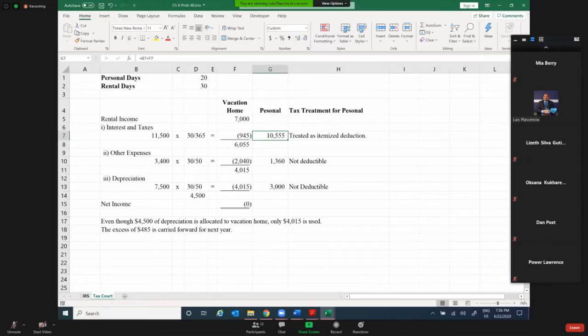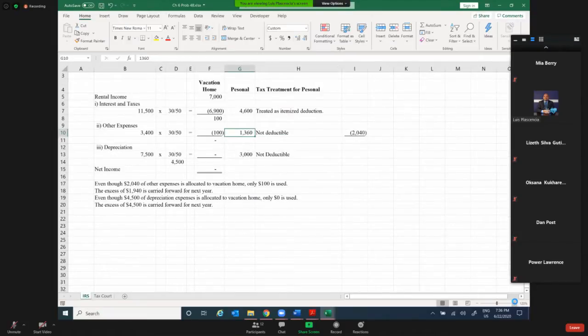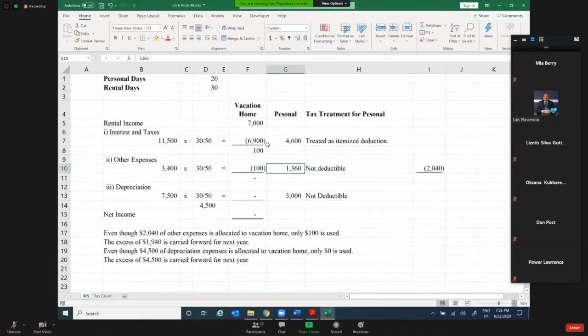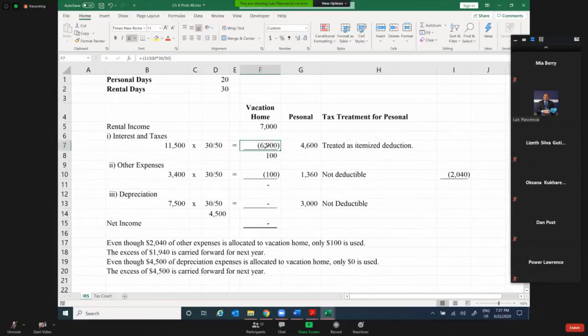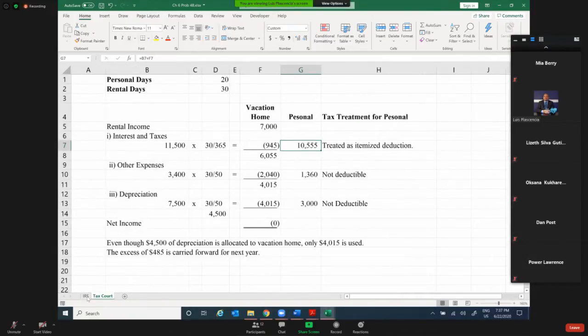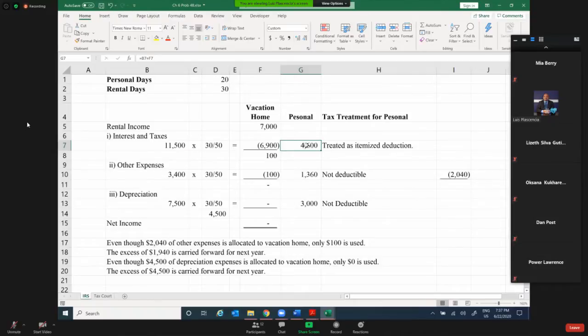Here's your answer for the tax court or the IRS method. So in this case, I'm allocating more to the vacation home, right? Less to personal. So 4,600 here, 10,005. Which one benefits the taxpayer more? This one, right? Which one benefits the IRS more? This one. Again, it generates revenue.